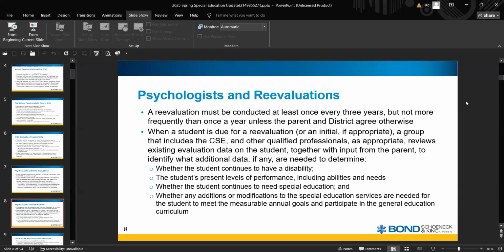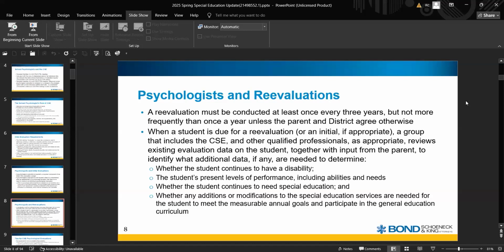When a student is due for reevaluation, what's supposed to happen is a group of individuals that includes the committee and others as appropriate determines if any additional data is needed as part of that. And the data is collected to determine a few things: whether the student still has a disability, to identify the student's present levels of performance, including abilities and needs, whether the student continues to need special education, and whether any additions or modifications to the services are needed for the student to meet the measurable annual goals and make progress in the continuum.